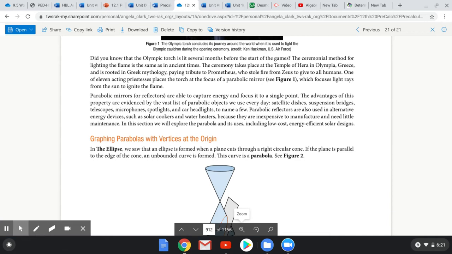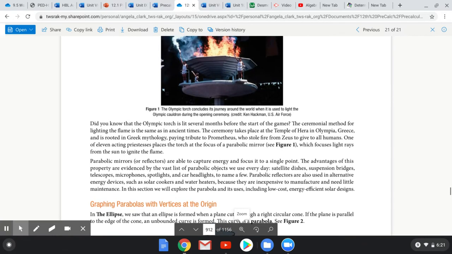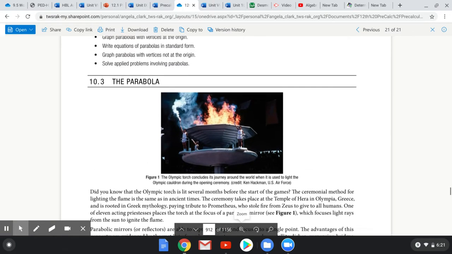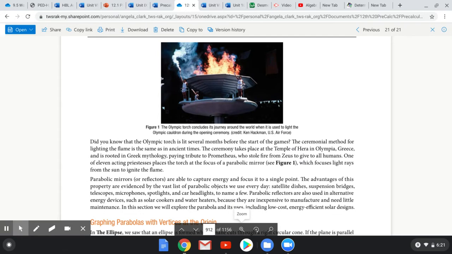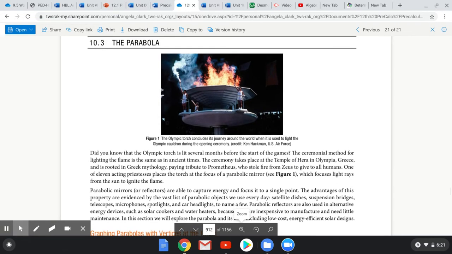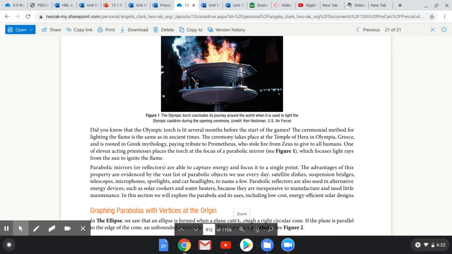So, first, of course, I want to talk about some uses of parabolas. Your book tells an interesting story about how parabolas were used in the ancient Greek Olympic Games. So if you're interested in that, go ahead and read it. I'm going to talk about some other uses of parabolas.